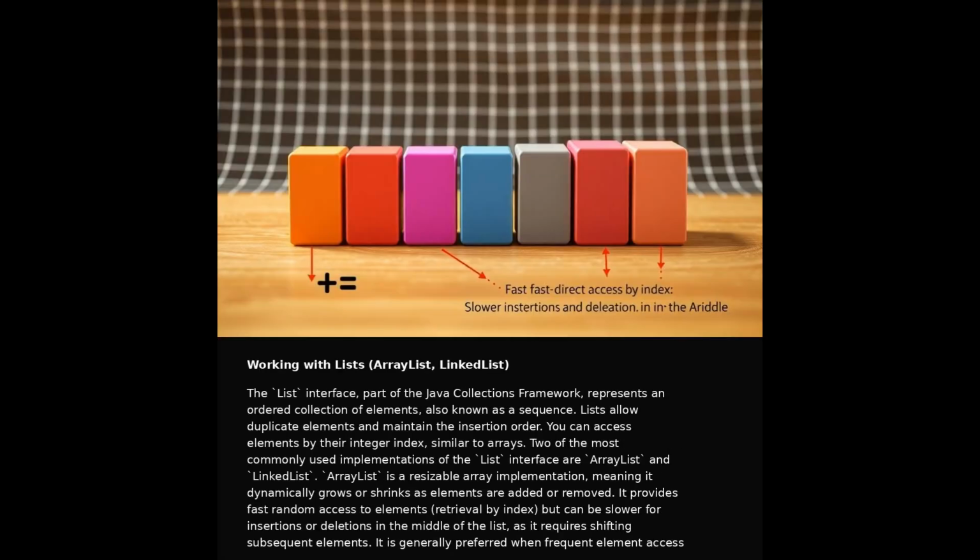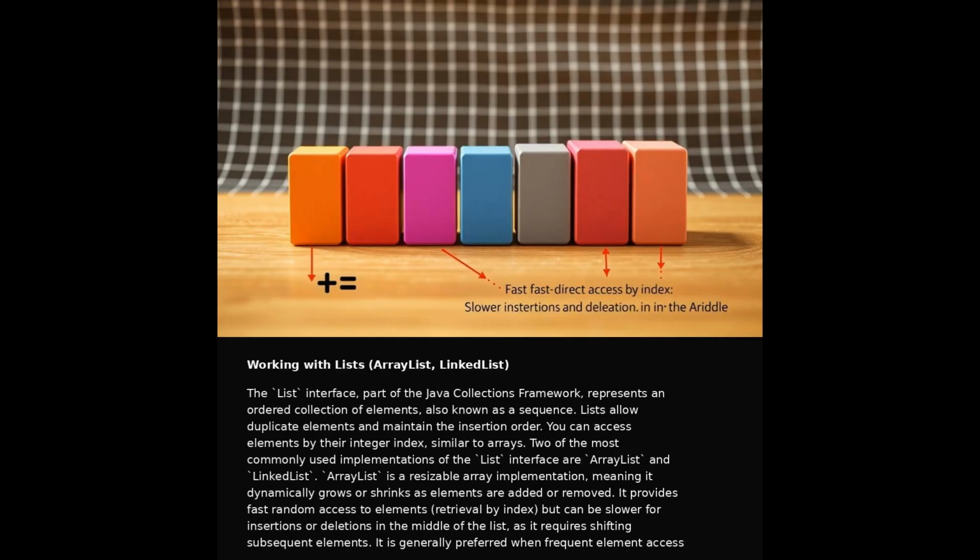Working with lists, ArrayList, linked list. The list interface, part of the Java collections framework, represents an ordered collection of elements, also known as a sequence. Lists allow duplicate elements and maintain the insertion order. You can access elements by their integer index, similar to arrays. Two of the most commonly used implementations of the list interface are ArrayList and linked list.